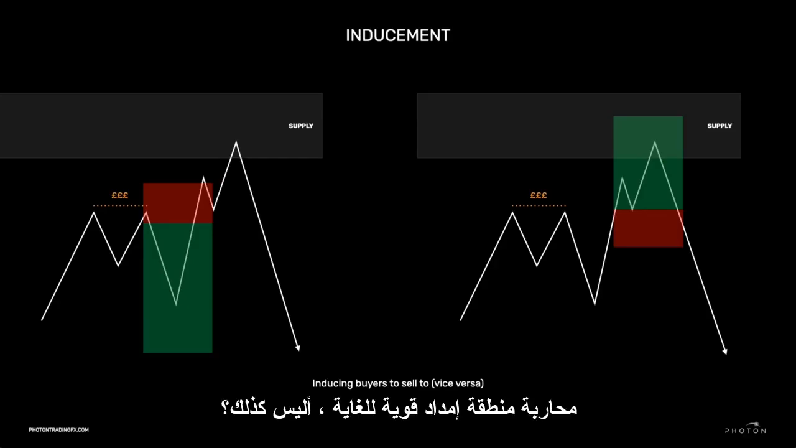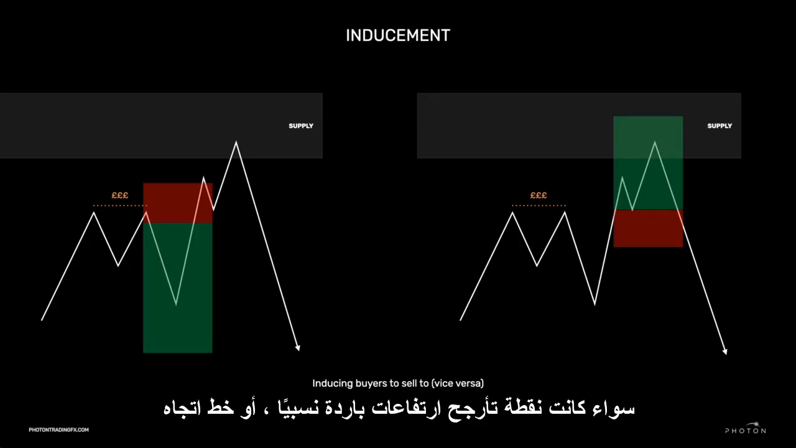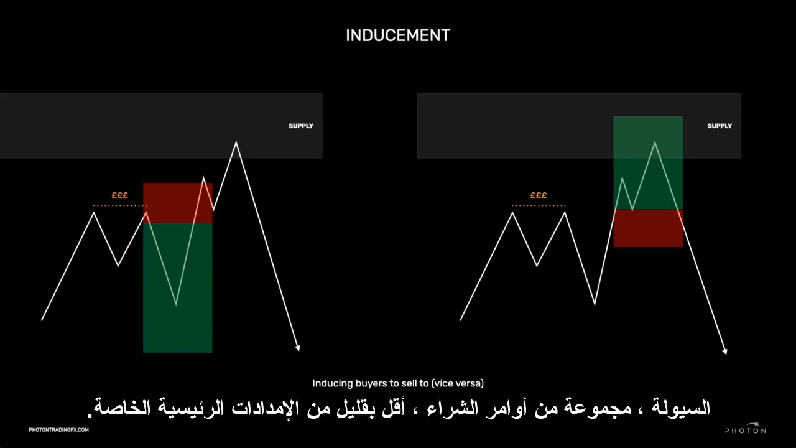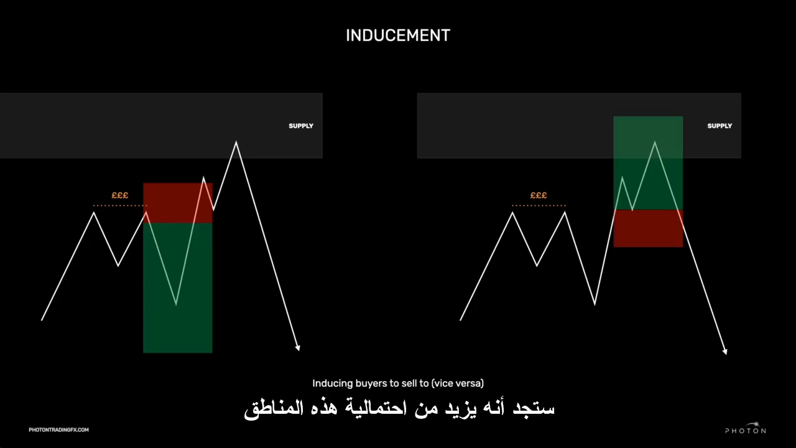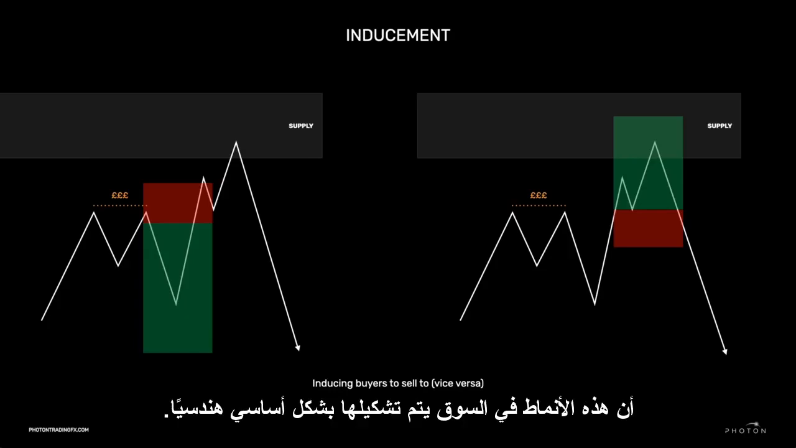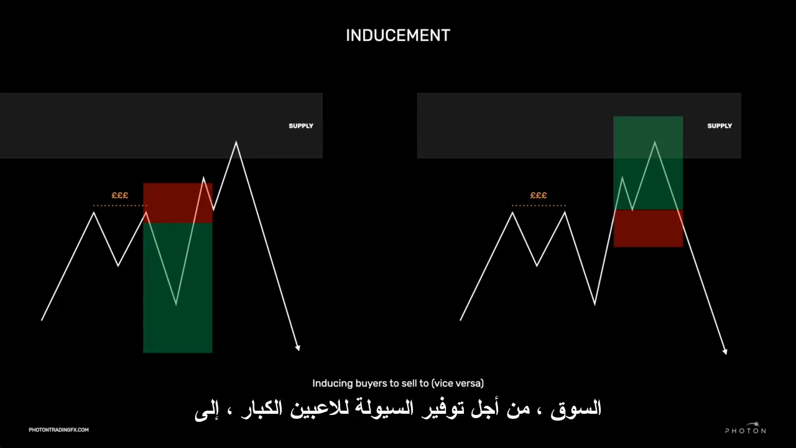So imagine if we have identified a very strong supply zone, right, this grey box here, and then when you see liquidity forming just in front of that zone, whether it be a swing point, relatively equal highs, or a trend line, either way, whenever you can see that there will be a pool of liquidity, a collection of buy orders just below a key supply zone, you will find that it increases the probability of these zones actually playing out. Now, the theory, the whole school of thought behind this is that these patterns in the market are essentially formed, engineered, or created for the sole purpose of inducing buyers or sellers into the market, right? In order to create liquidity for large players to then buy or sell into.